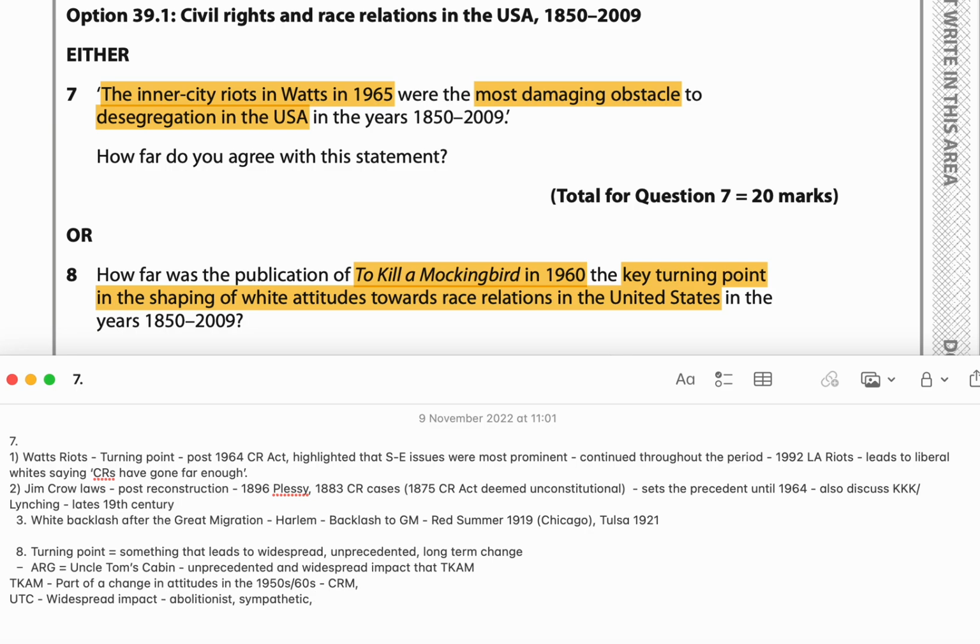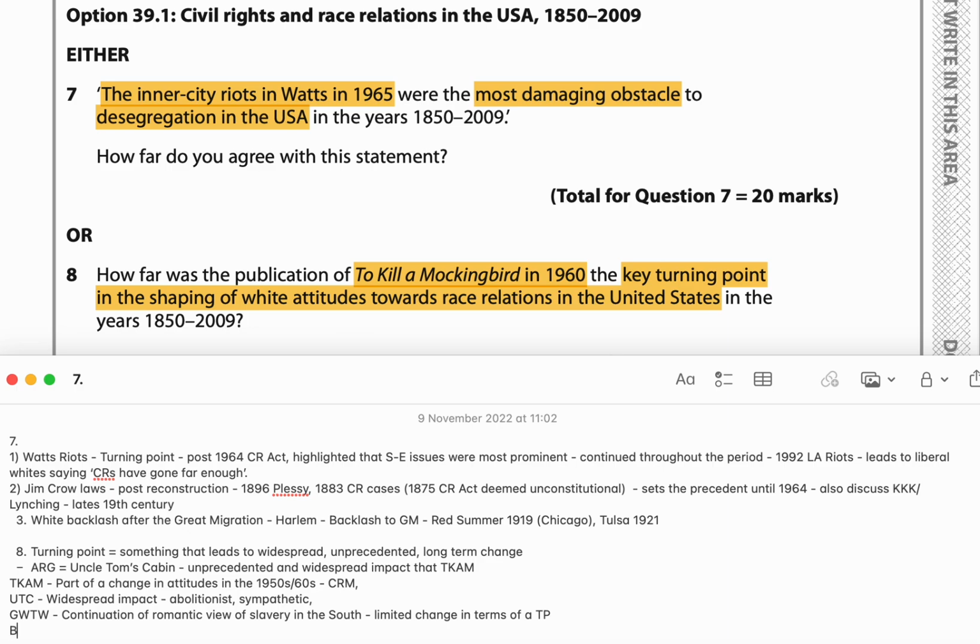Then I'd probably talk about Gone with the Wind. I would say that this is a continuation of, quite a romantic view of slavery in the South, and that it didn't really change. It was a limited change in terms of a turning point, more of a continuation.